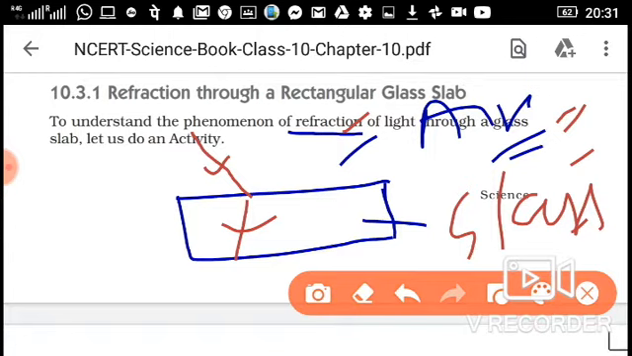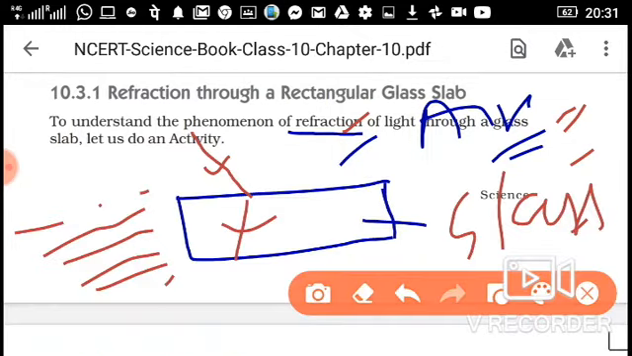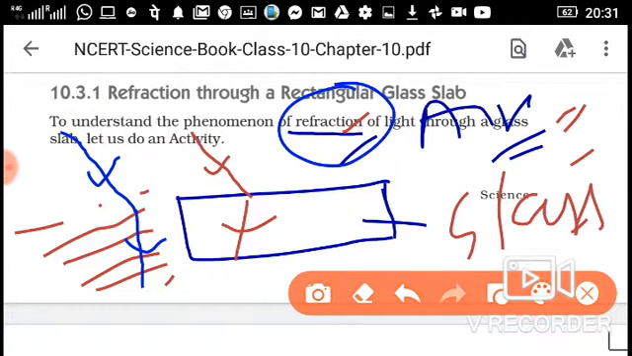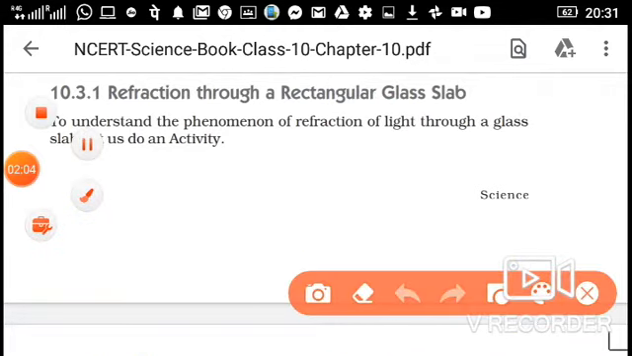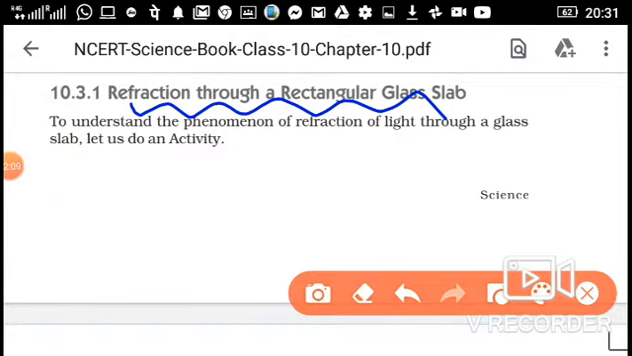Suppose this is water, and if light travels from air to water, when it enters in water, then it bends. So this bending of light when it enters in another medium, that is called refraction. Now in this activity we will learn about refraction through a rectangular glass slab.